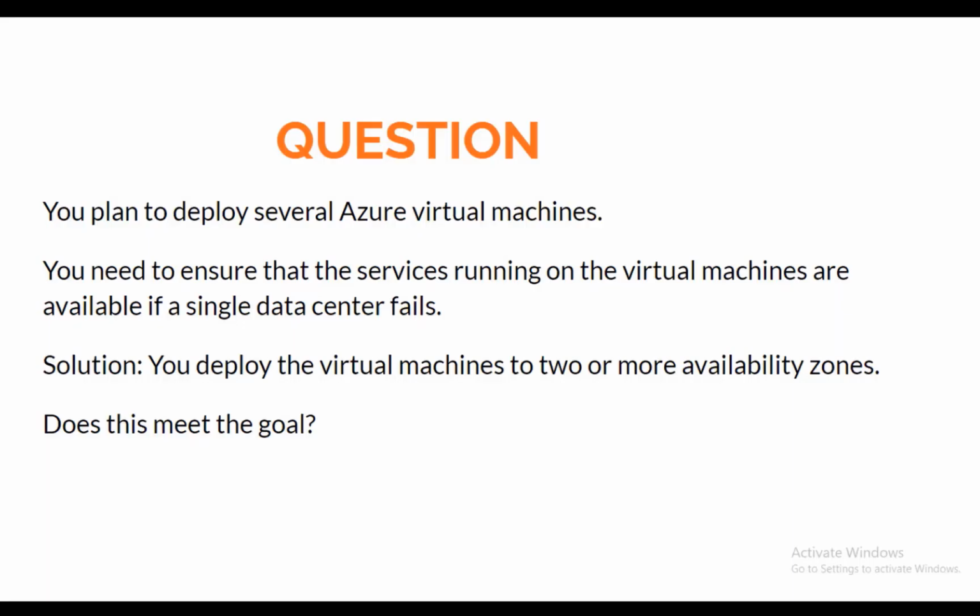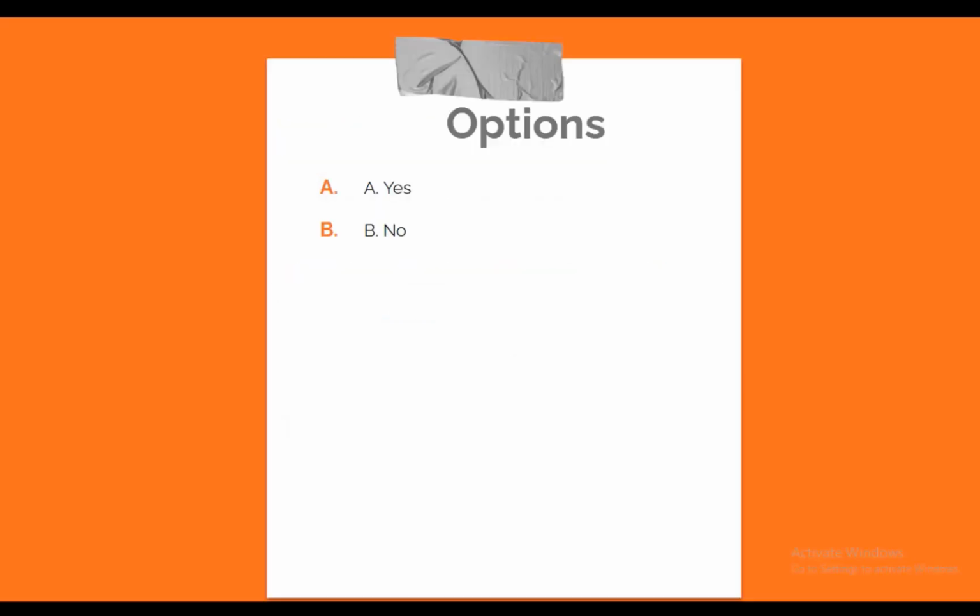Next question. You plan to deploy several Azure virtual machines. You need to ensure that services running on the virtual machines are available if a single data center fails. Solution: you deploy the virtual machines to 2 or more availability zones. Does this meet the goal? And here are the options. Option A, yes. Option B, no. And the correct answer is option A, yes.